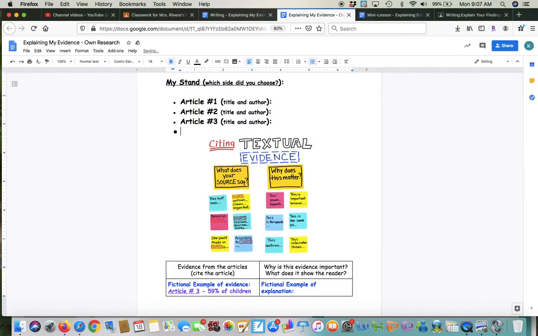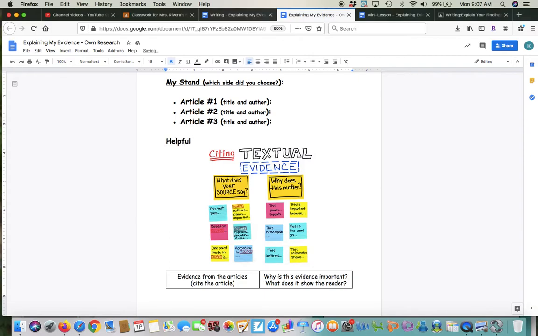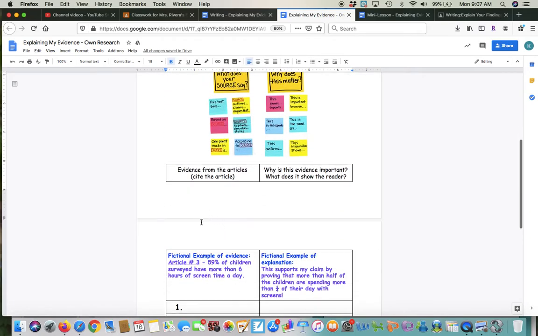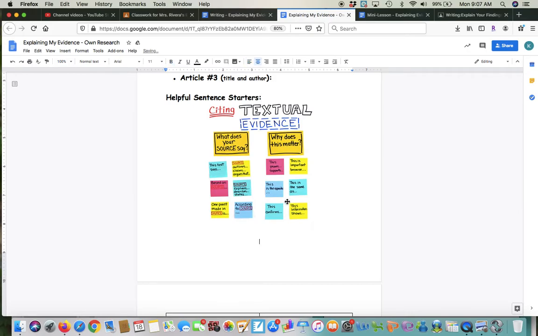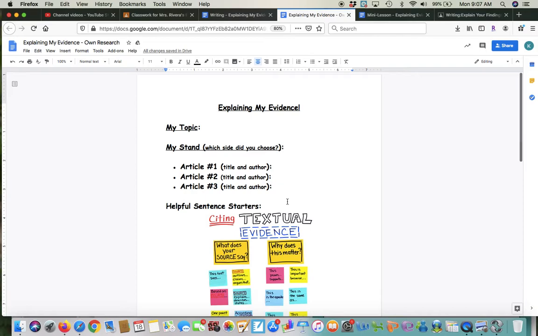Okay, and I'll just write that: helpful sentence starters. Just remember, when you use these sentence starters, they're going to go on this side, and when you use these, they're going to go on this side. You don't have to use every one, but it will help you. So I'm going to explain what to do now.